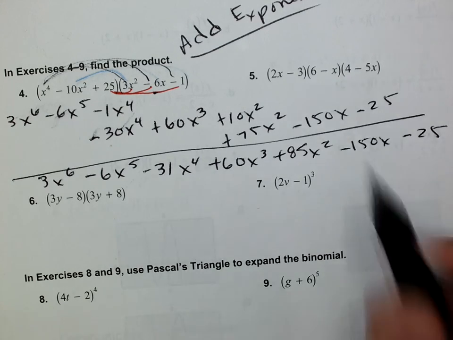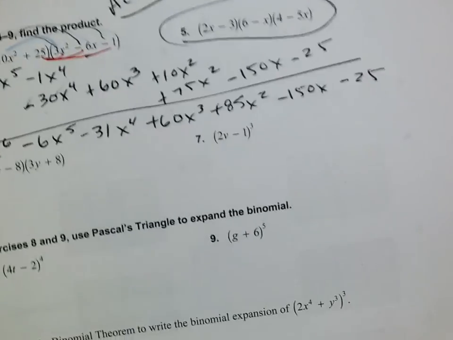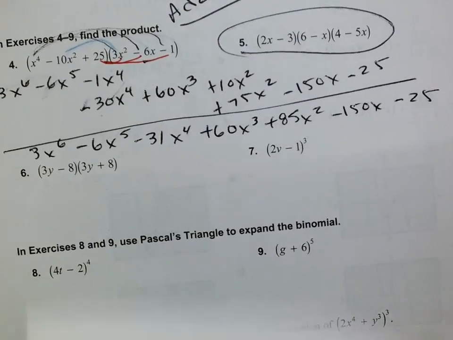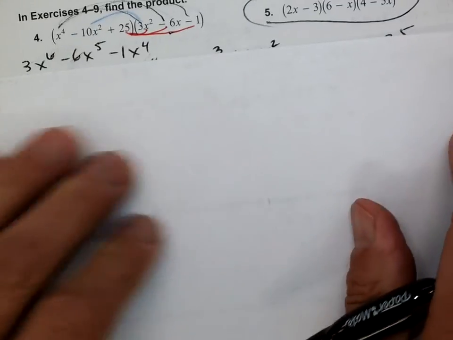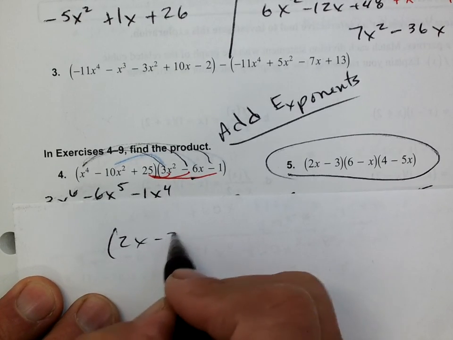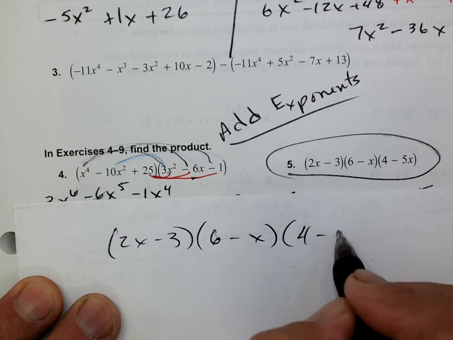Yeah. I do want to do number 5. I'm running out of room to do number 5, but I'll do number 5 on a separate sheet of paper, okay? And then we're going to talk about Pascal's triangle, okay? All right, so real quick. Here's number 5. I'm just going to do 5 on a separate sheet of paper. I've got my 2x minus 3, 6 minus x times 4 minus 5x.